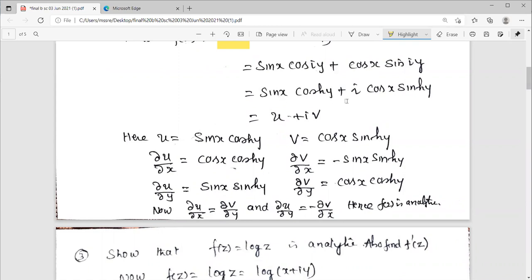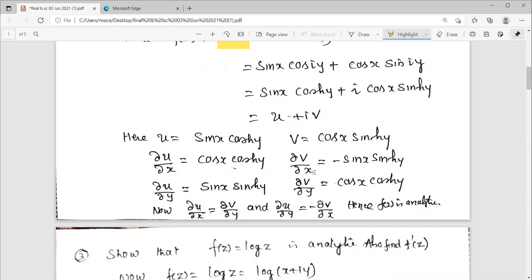Because separating the real and imaginary parts here, the real part u equals sin x cos hyperbolic y, and v equals cos x sin hyperbolic y. Next, in order to verify the CR equations, delta u by delta x, you have to differentiate u with respect to x, keeping y constant. That is, cos hyperbolic y is constant here. Therefore, differentiation of sin x is cos x. So it is cos x into cos hyperbolic y.